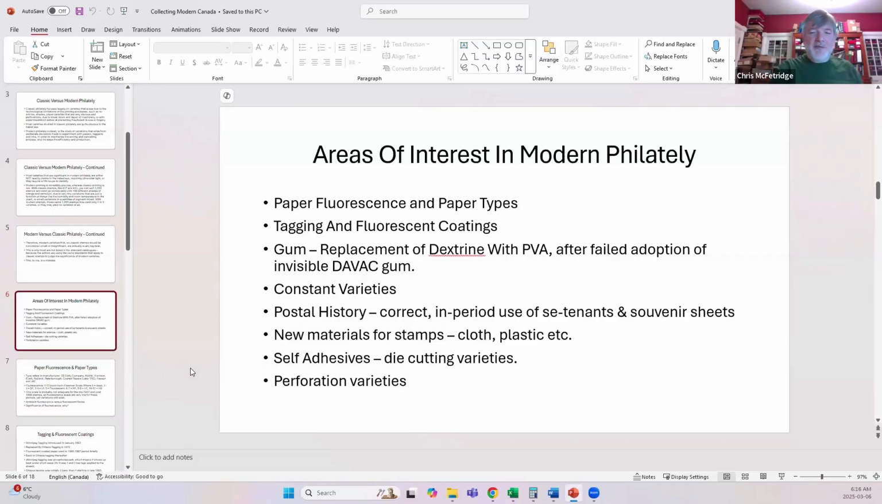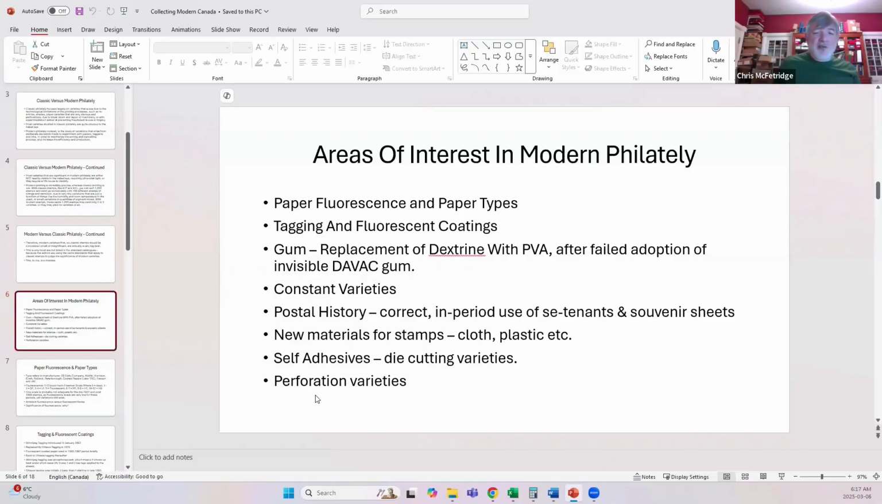Self-adhesives in Canada, you get different die cutting varieties. So this would be the self-adhesive equivalent of perfs. And again, I'm only aware of self-adhesives in England for the Machins, Post and Go, and I think the Smilers as well. And there may be varieties there. I don't know because I'm not familiar enough with those issues, but I would assume that if you got into them, you'd probably find that those exist.